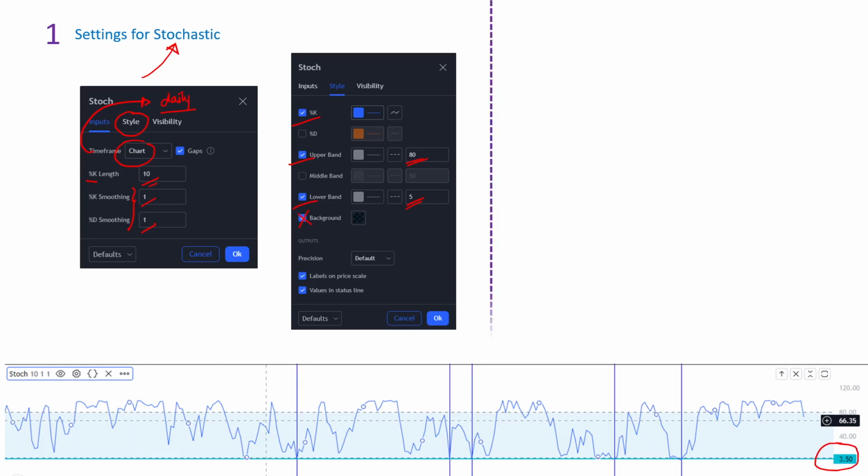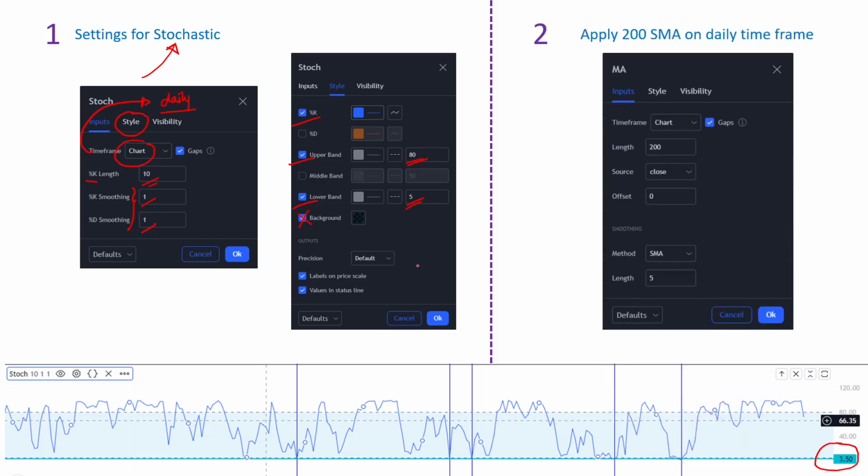The second indicator that you have to deploy is your simple moving average. Over here, these are the settings of your simple moving average. The length has to be kept equal to 200 and the source has to be equal to close. That is, this moving average will calculate all the data based on the closing price of that daily candle. Once this is done, your setup is actually ready.